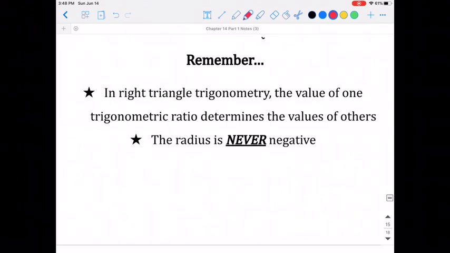A couple of things to remember that's important for this section. In right triangle trigonometry, the value of one trigonometric ratio determines the values of others. So as long as you have one, you can figure out the others. And the radius is never, ever negative. Very important. You cannot have a negative distance, so your radius is never going to be negative. And that's it for this section.